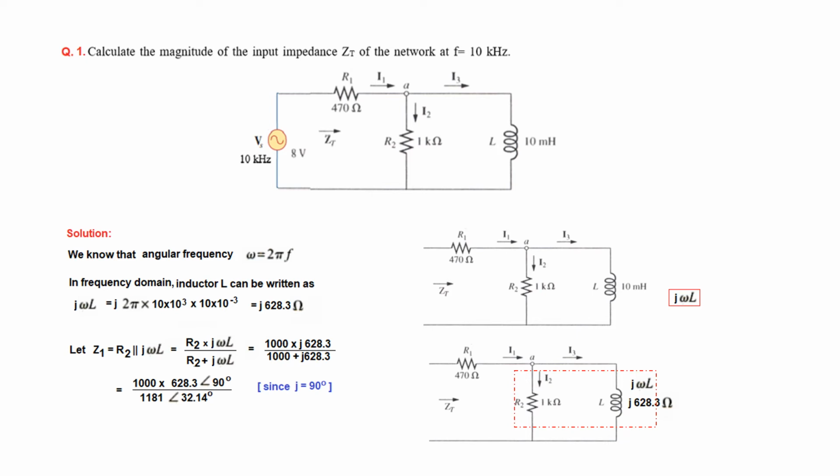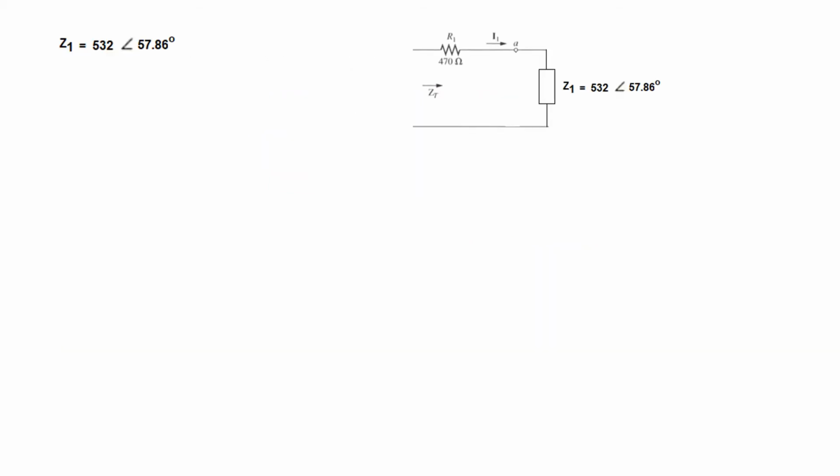Okay, so this is Z1. We can now solve these with the help of a calculator. So dividing these two with this 532 and taking the angle up, this is plus, so this will be minus from 90, so the angle is 57.86. So the circuit now looks like this.